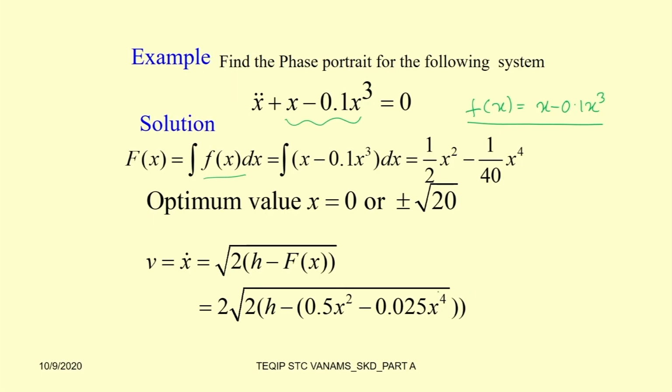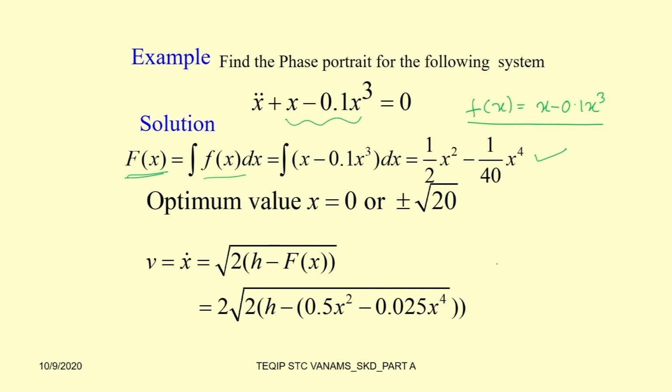Knowing f(x) equal to x minus 0.1 x cubed, we can write capital F(x) equal to the integration of that. So, integration of x equal to half x square, minus 0.1 x cubed, that will give 1 by 40 x fourth. So, this is similar to the potential energy term. This is half x square minus 1 by 40 x fourth.